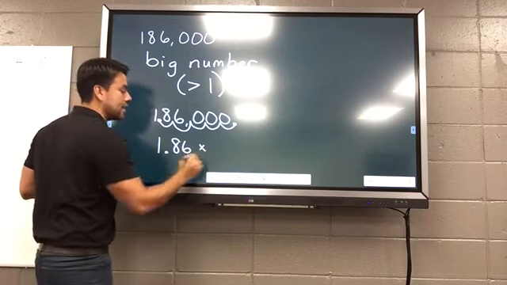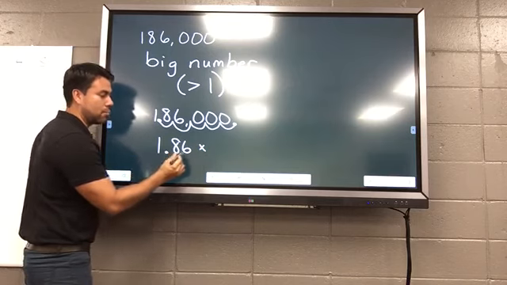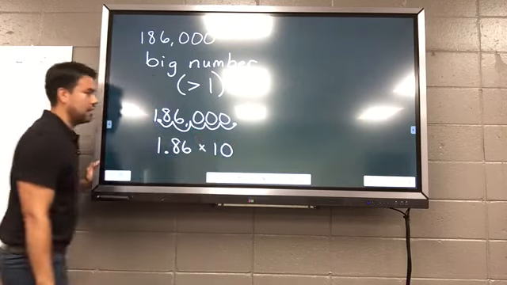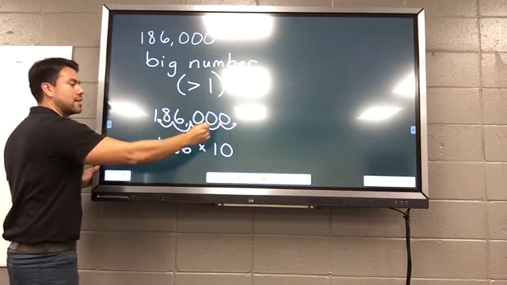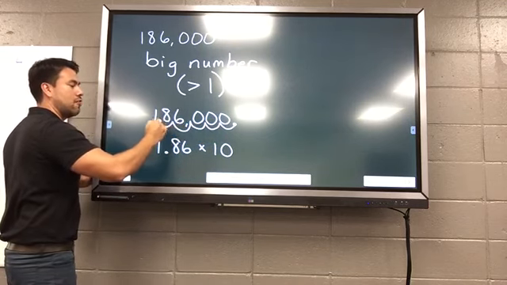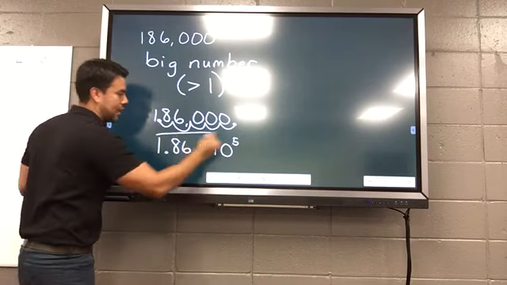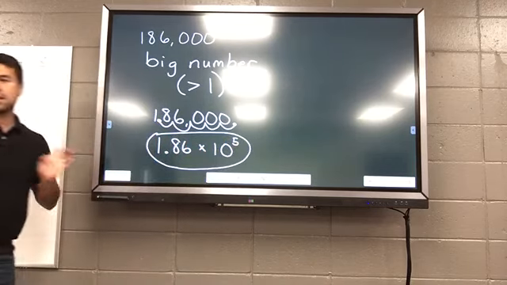All right, then scientific notation form says, all right, 1.86 times 10 to some exponent. Now, how many times did I move that decimal place? Does anyone know? 5 times. That's the exponent. That's scientific notation. Is that all we're doing today?